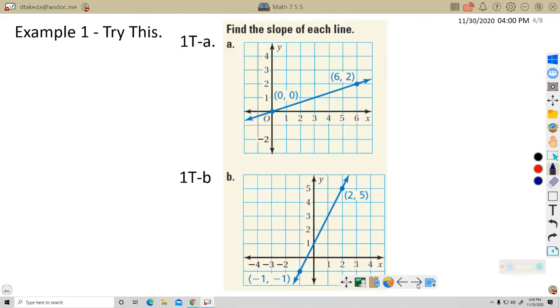Okay, try these two. Now these two, 1TA and 1TB, they didn't label those for us. You're going to have to count those. Now remember, it's change in y over the change in x. So try these two. Label them 1TA and 1TB, and you might be asked for these things at the end.